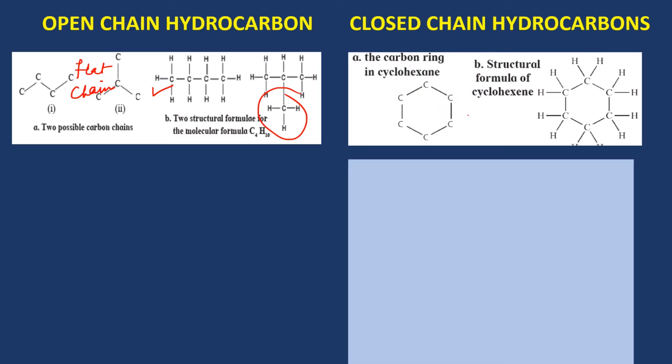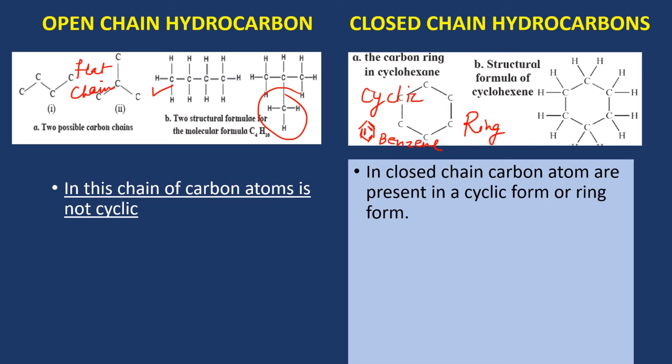They are also flat, but they are cyclic structures. They are in ring form. And they also can have double bond in between them. That's not a problem. Even in open chain you can have double bond or a single bond. So the basic difference between open chain hydrocarbon and closed chain hydrocarbon is that in open chain carbon atoms are not cyclic. In closed chain carbon atoms are present in a cyclic form or a ring form.